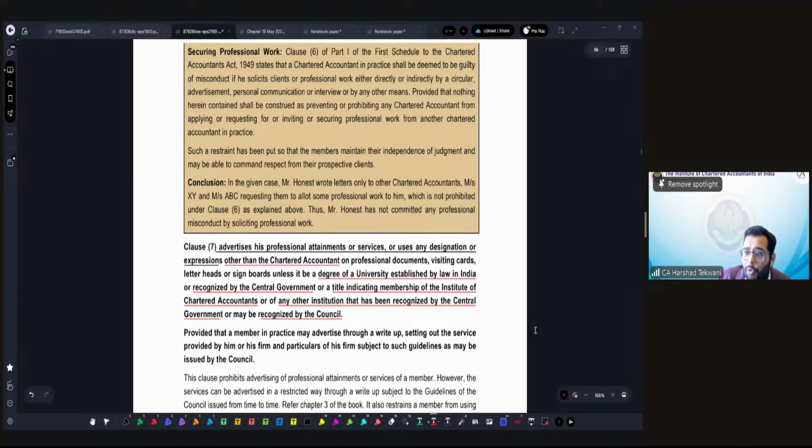Understand? One, what is permissible is a degree. If it is a degree of a university, you can add it in your name. Second, if the degree is recognized by the central government, you can add it in your name. If it is a title indicating membership of the Institute of Chartered Accountants, you can add it in your name. If it is the title of membership of other institutes, again it should be recognized either by the central government or the council, then you can add it in your name. Now, can anyone tell me what the term designation means over here?